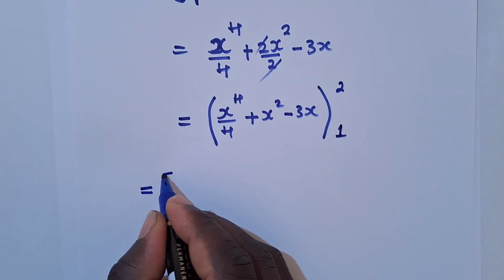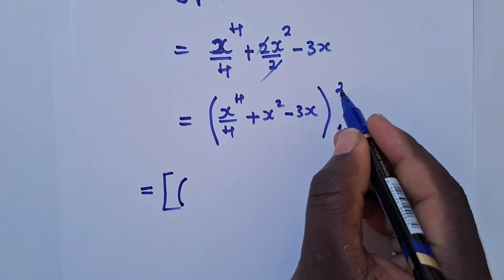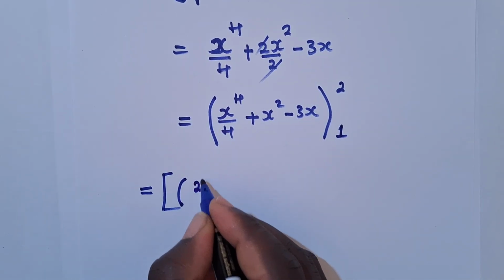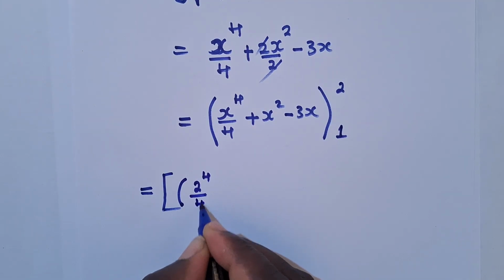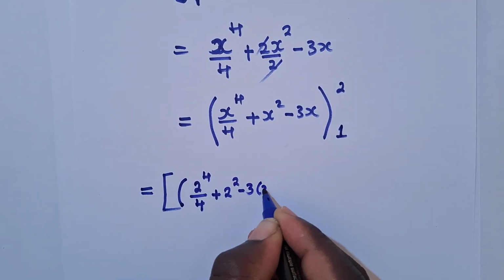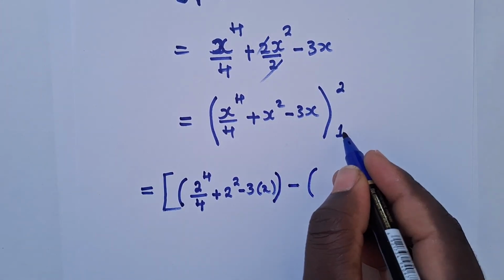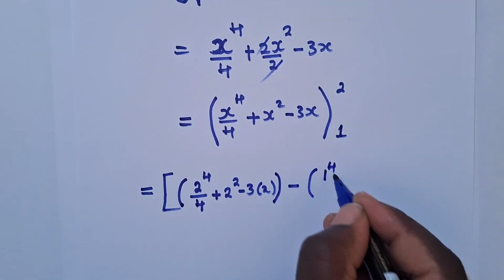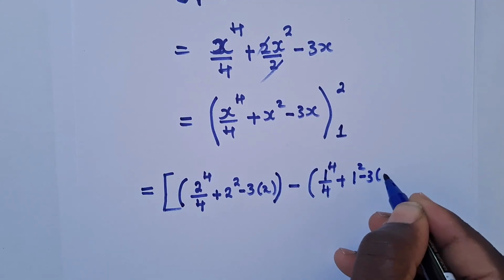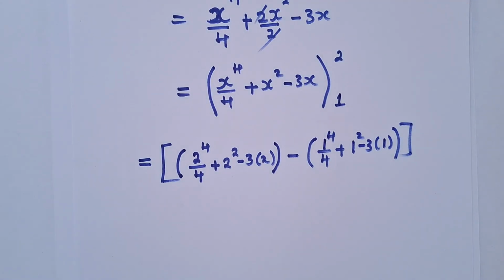So we shall say equal to the square bracket. You put this limit right here where there's x. So it will be 2 power 4 over 4 plus 2 power 2 minus 3 and a 2. Wherever there is x, you close and say minus. You come to the lower limit, 1 power 4 over 4 plus 1 power 2 minus 3 and 1 there, close, just like that. Hopefully you are seeing what I'm doing here.